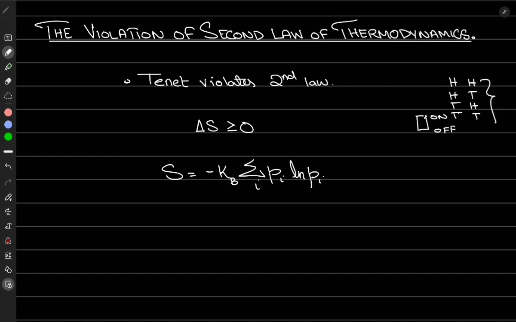In that same sense, i is the microstate and p_i is the probability of that microstate. So what is the probability that when I toss two coins, I get heads and tails? I can measure that probability and assign it as p_i, right? That's basically what this equation is telling you.